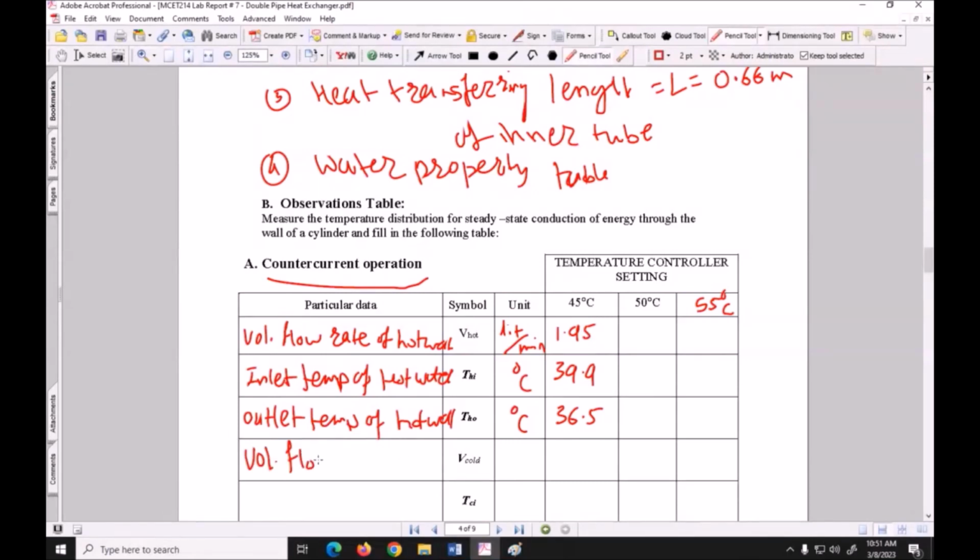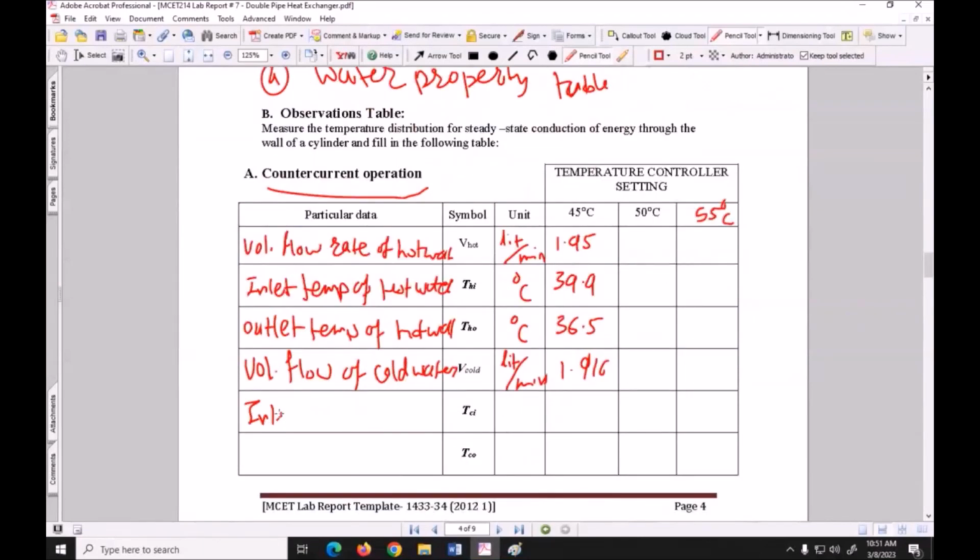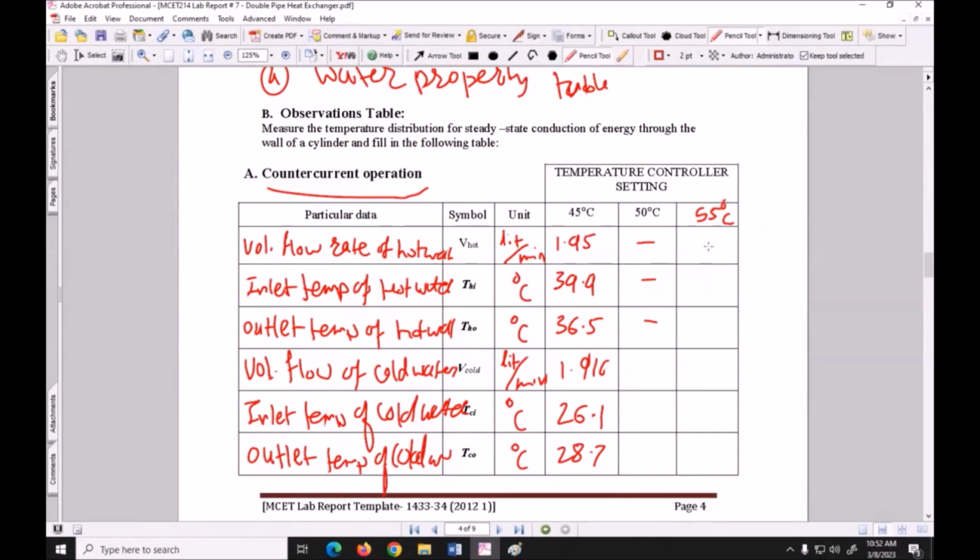V cold, volume flow rate of cold water, and it is 1.916 liter per minute. Then inlet temperature of cold water, 26.1 degrees centigrade, and outlet temperature of cold water, TCO, is degree centigrade and it is 28.7. Similarly, we'll take out for 45 and 55 degrees centigrade. So this, what is this?